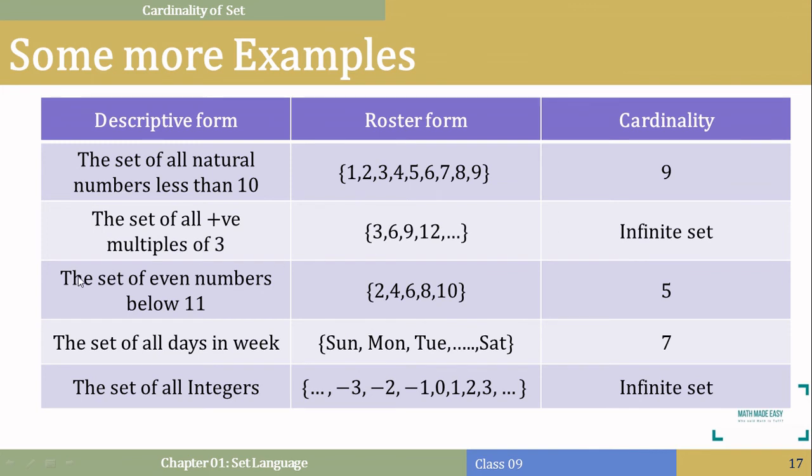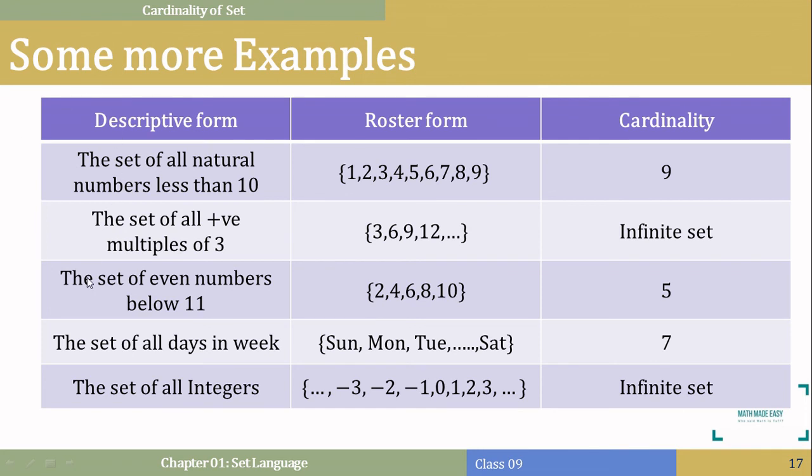Let's consider the set of all even numbers before 11. Before 11 you have 10, which is an even number, 8 is an even number, 6 is an even number, 4 is an even number, and 2 is an even number, and that's it. You have the set of all even numbers below 11. So, the number of elements in this set is 5. So, the cardinality of this set is 5. Let's consider the set of all days in a week, which is Sunday, Monday, Tuesday, Wednesday, Thursday, Friday, Saturday. Of course, you have 7 days in a week, so there are 7 elements inside this set. So, the cardinality of this set is 7.